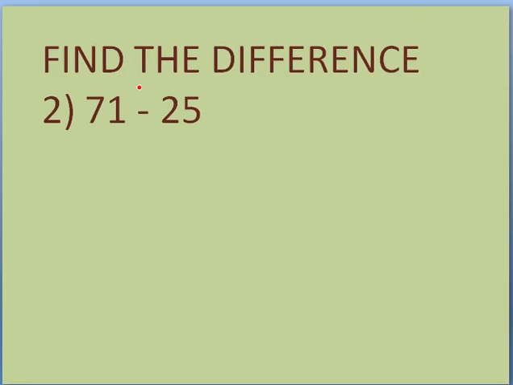Now see next one, find the difference. Again here difference word means subtraction only. So let us subtract, let us find the difference. Now here the numbers are 71 minus 25. Again you can see these are two-digit numbers. So what we will do? First we will represent two places. Starting from ones, it is ones and tens, and then we will start our subtraction.